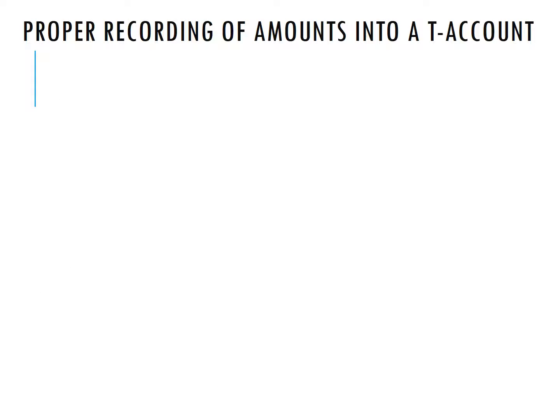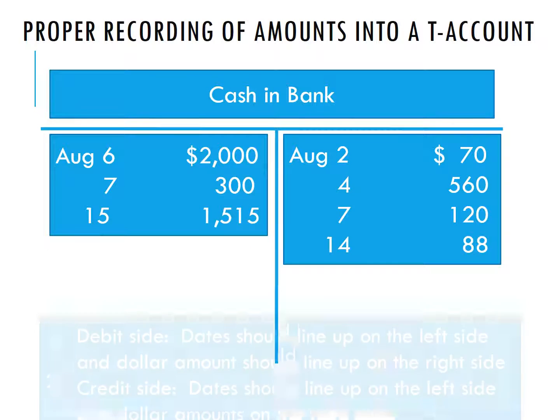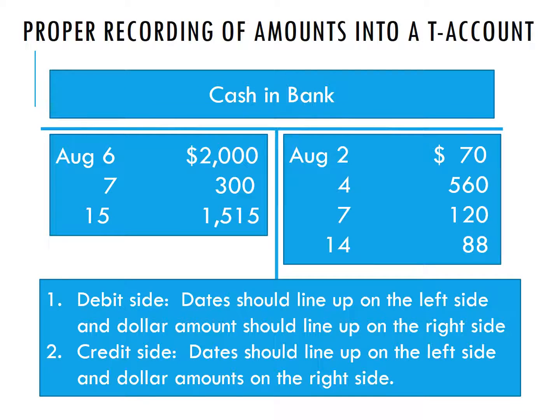How do we record properly into a T account? If we look in the cash in the bank account, we are going to see a series of transactions both on the left side or the debit side and on the credit side. On the debit side, the dates should line up on the left side and the dollar amounts should line up on the right side. On the credit side, the dates line up on the left side and the dollar amounts on the right side. It is best to try and line up dollar amounts by ones, tens, hundreds, thousands.